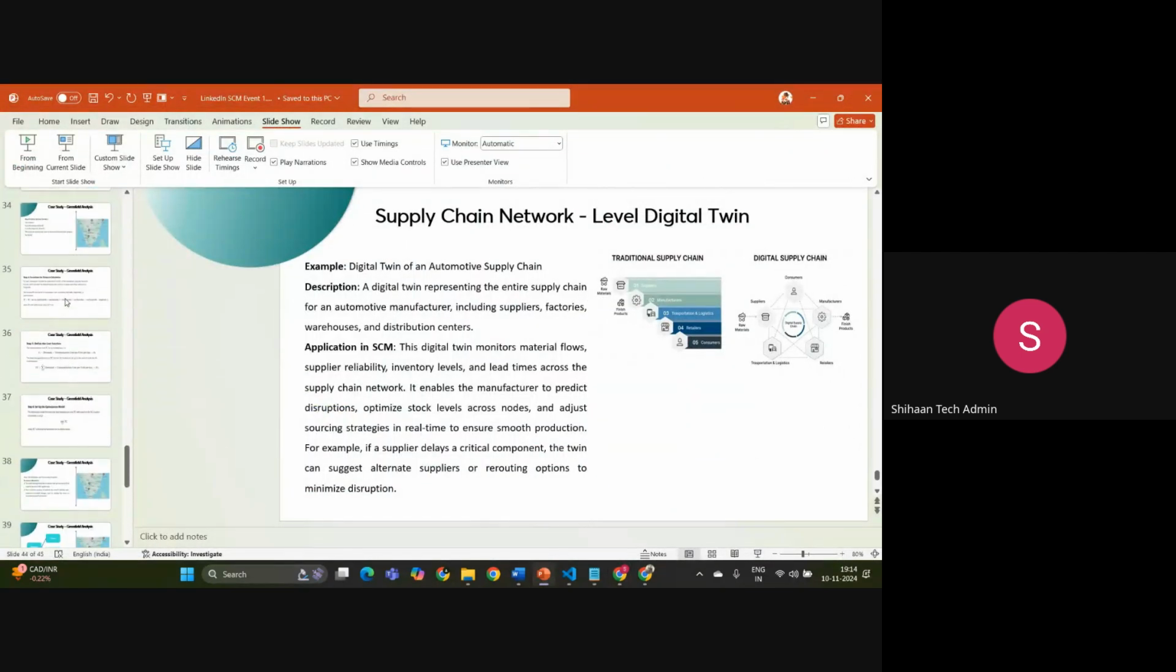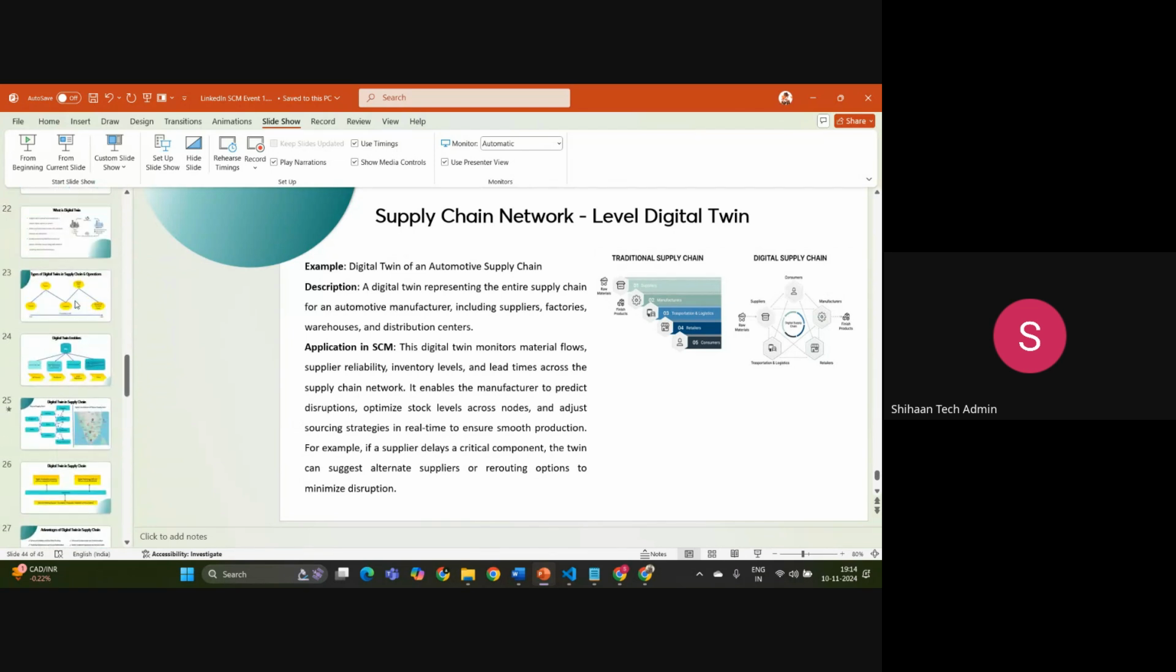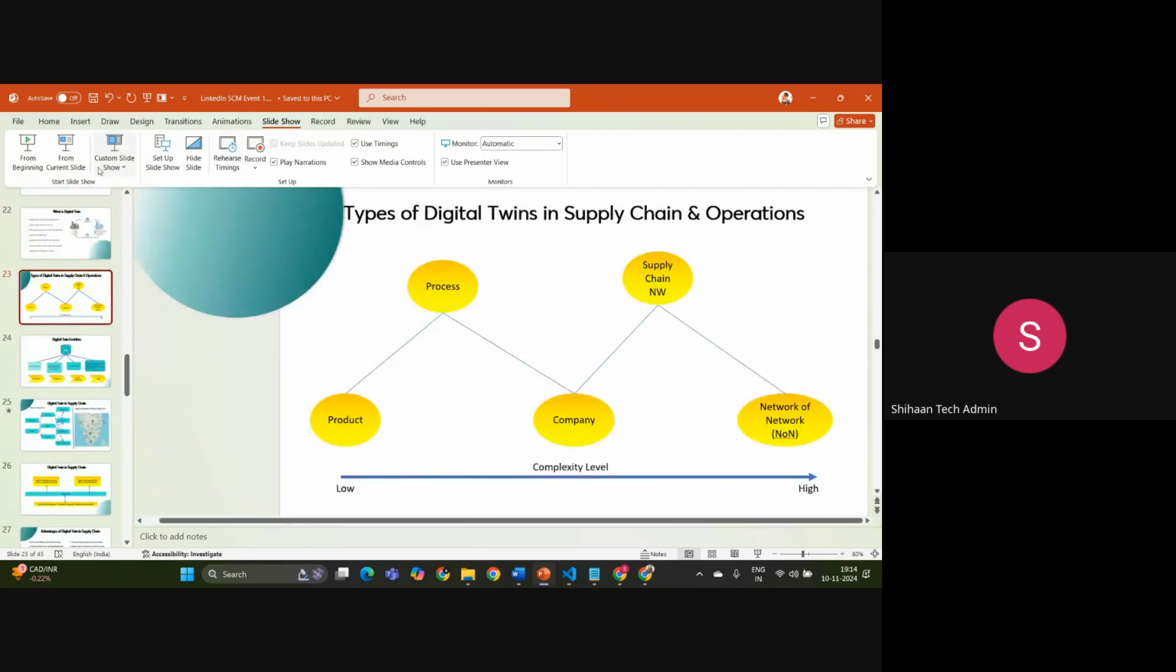Okay, so I explained that about the supply chain. The last one I explained is the supply chain network level digital twin.